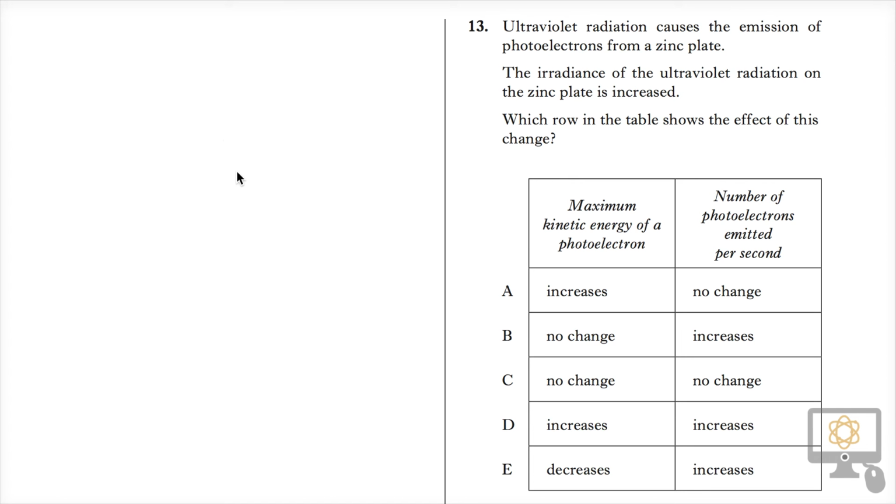Right, so we're going to be looking at question number 13 from the revised higher 2013 physics paper. And it says ultraviolet radiation causes the emission of photoelectrons from the zinc plate. So we've got photoelectric emission. This is the photoelectric effect. The irradiance of the ultraviolet radiation on the zinc plate is increased, which row shows the effect that this has.